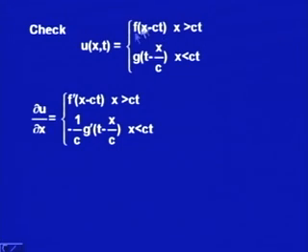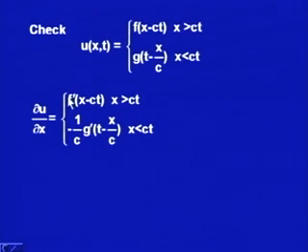Del u over del x means the derivative of f with respect to x minus ct, and the derivative of x minus ct with respect to x, that is 1. This is in the region x is greater than ct. In the region x is less than ct, I will differentiate g.